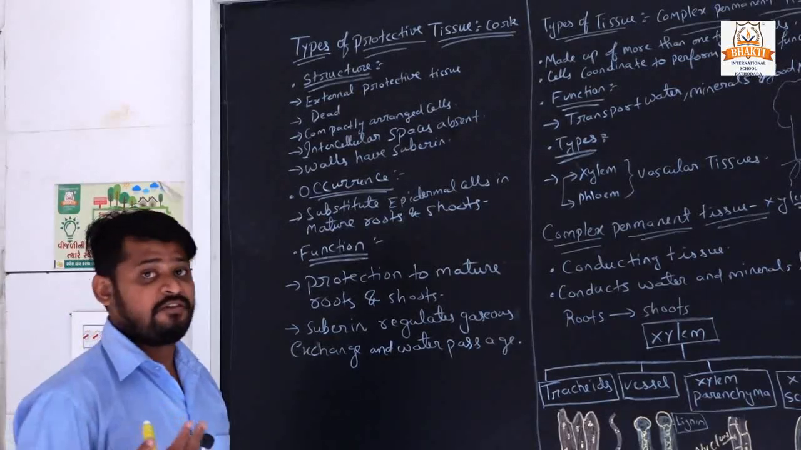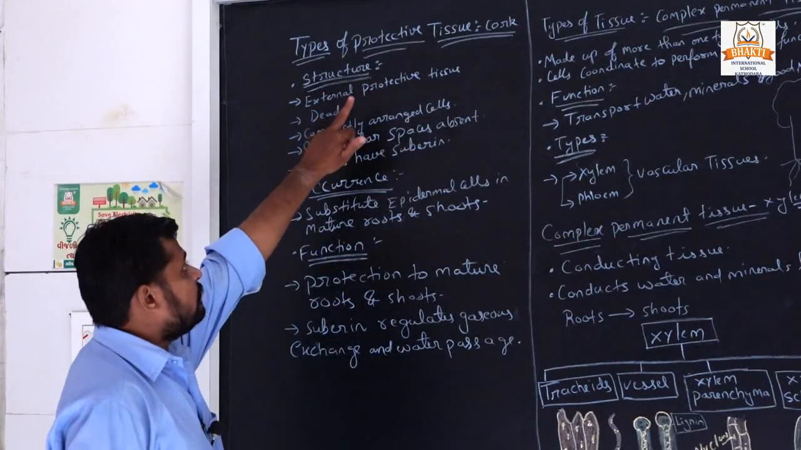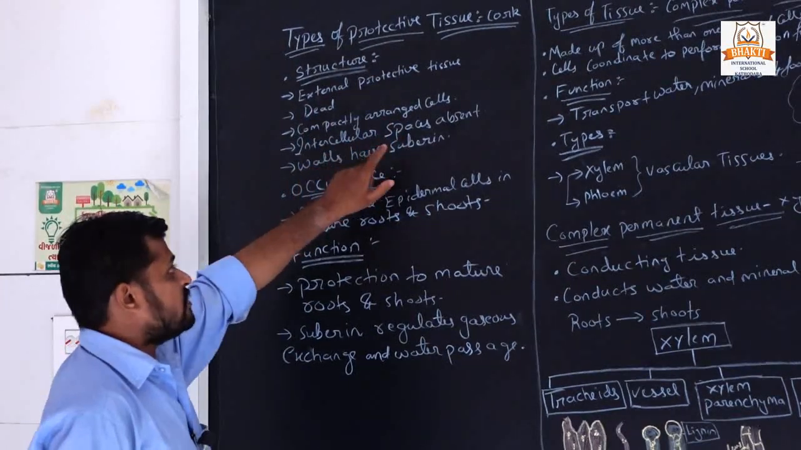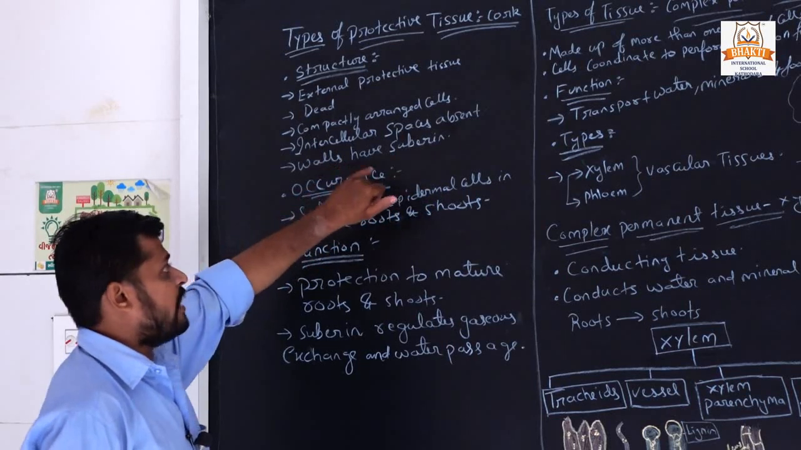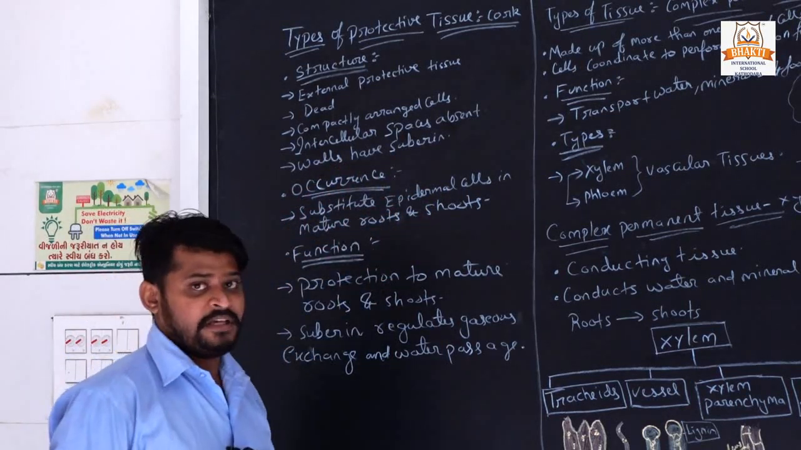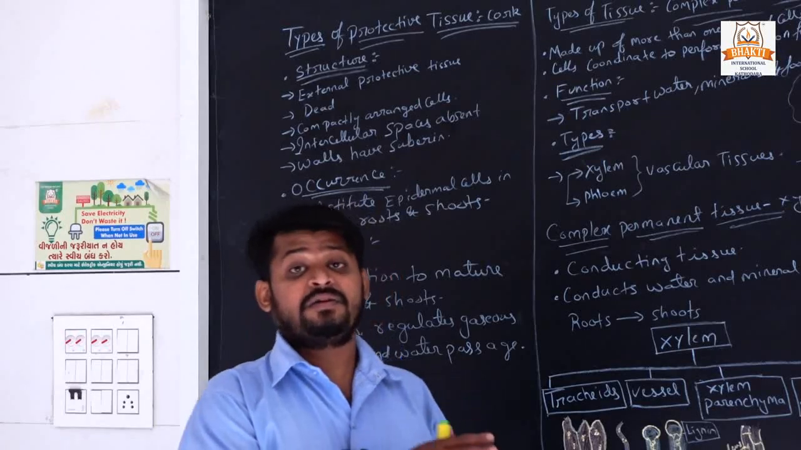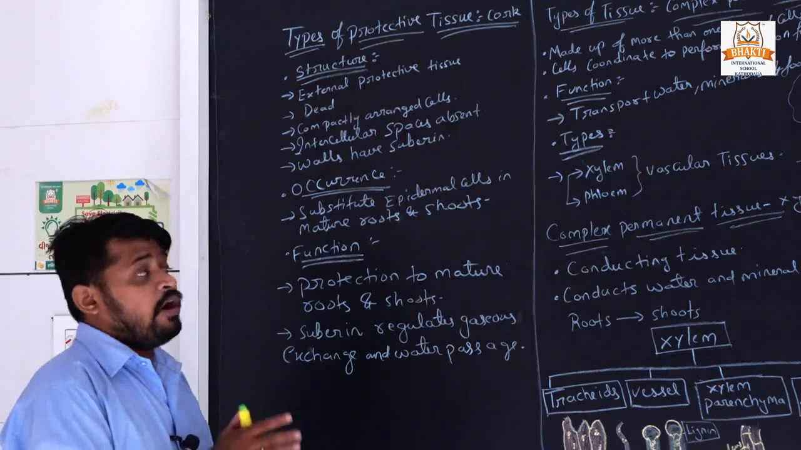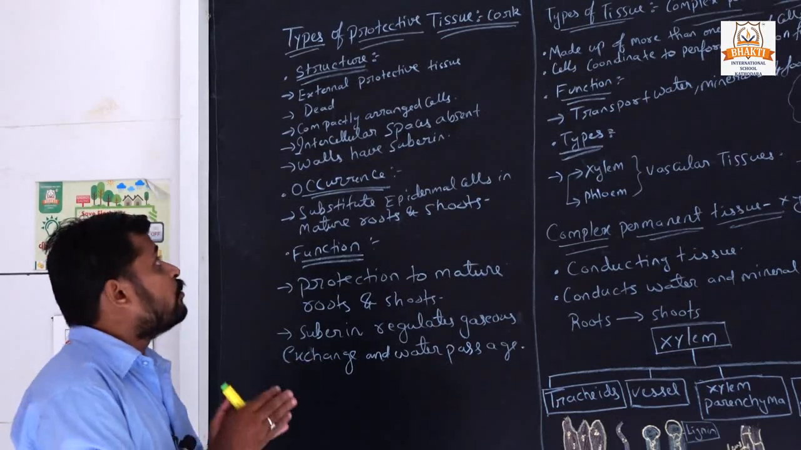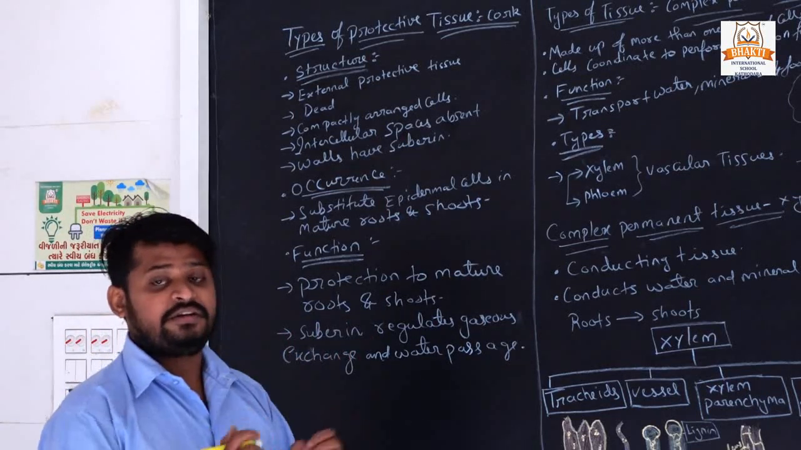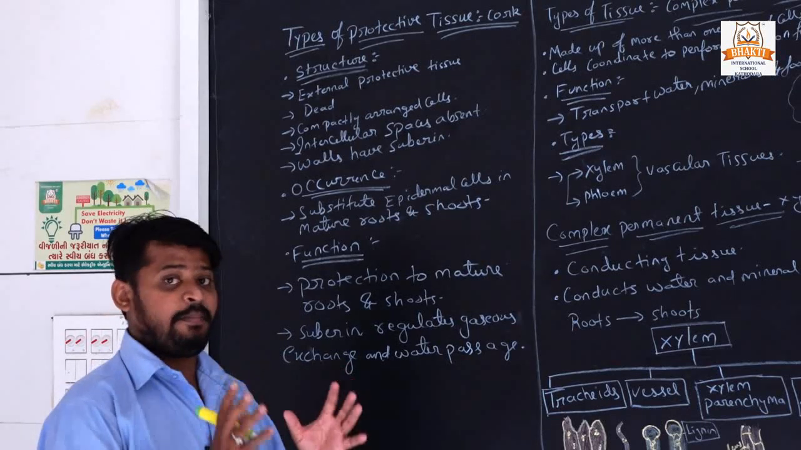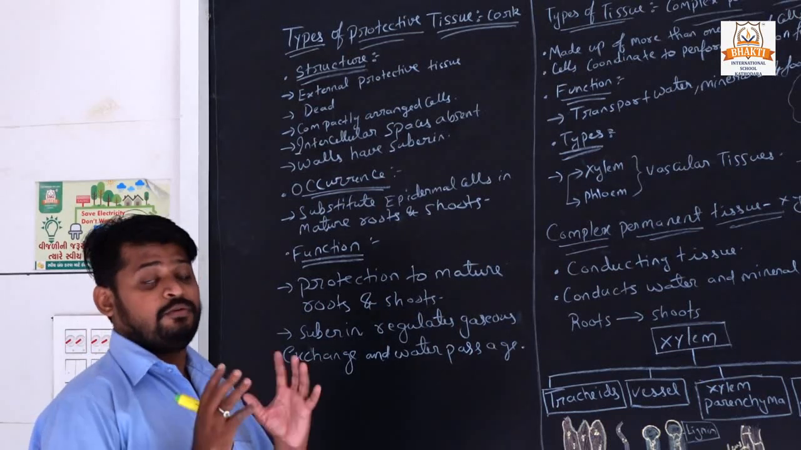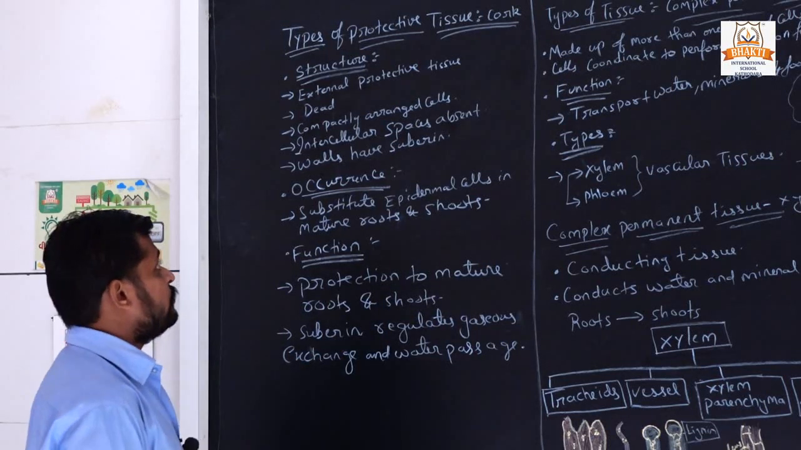What was the structure of cork? External protective tissue, dead, compactly arranged cells, intercellular space absent, walls have suberin. This means it is also a type of protective tissue. The cork has the function to protect the external tissue. The external part of the tissue is protected by cork tissue.